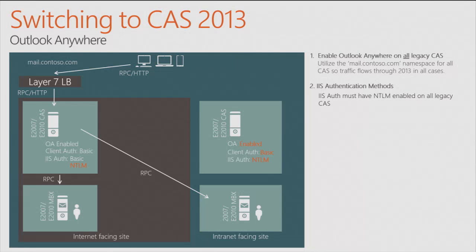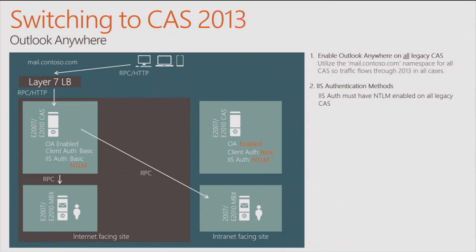So we've done two things. We've enabled OA on every CAS in the environment, every single one, to make sure Autodiscover is able to give us the proper values and to make sure that we can proxy through rpc-proxy.dll. And we've added NTLM auth for IIS authentication on all the CAS. If you already have just NTLM, that's fine. You don't need to add basic. But if you only have basic, you need to add NTLM.